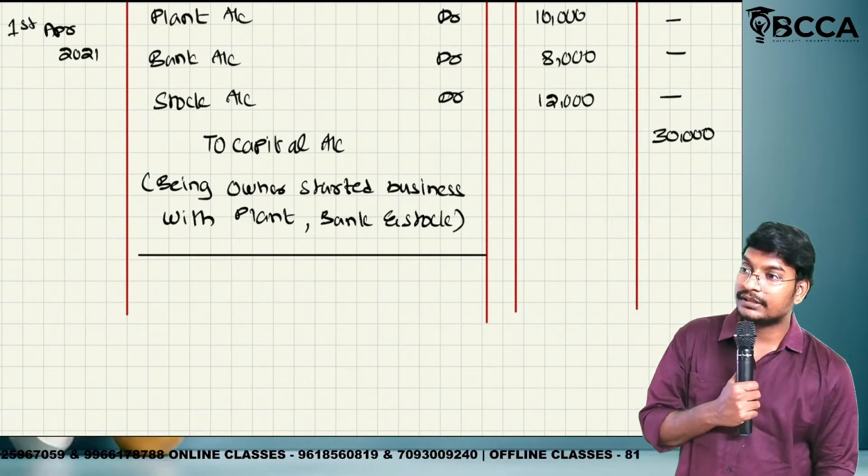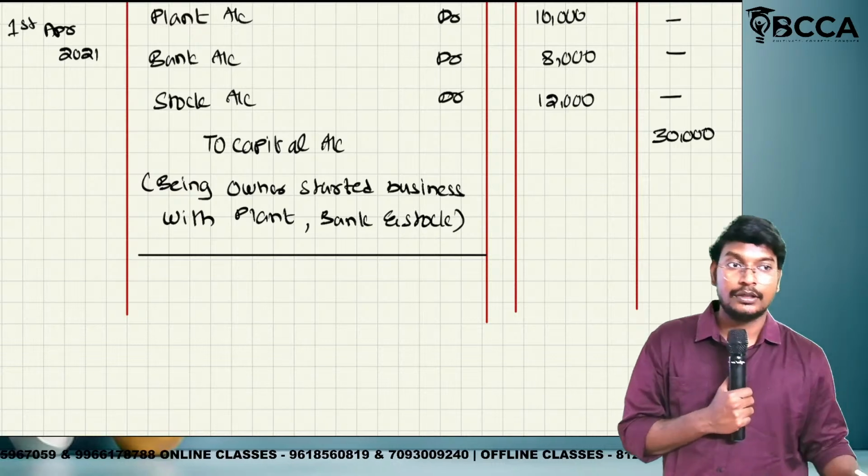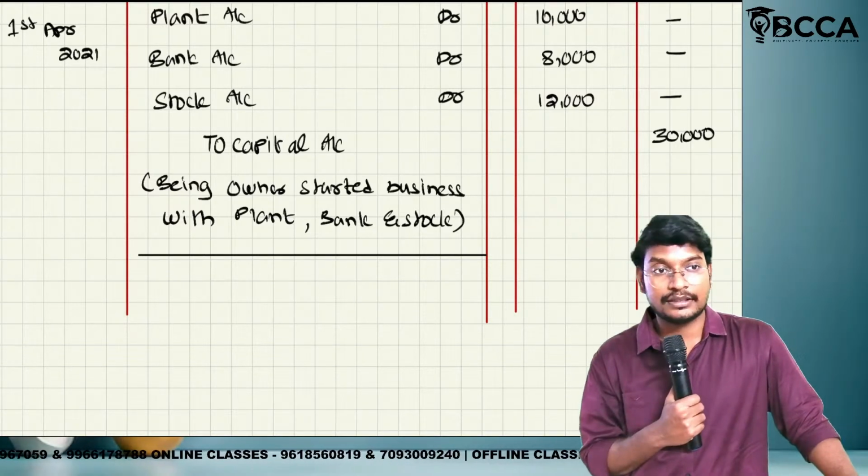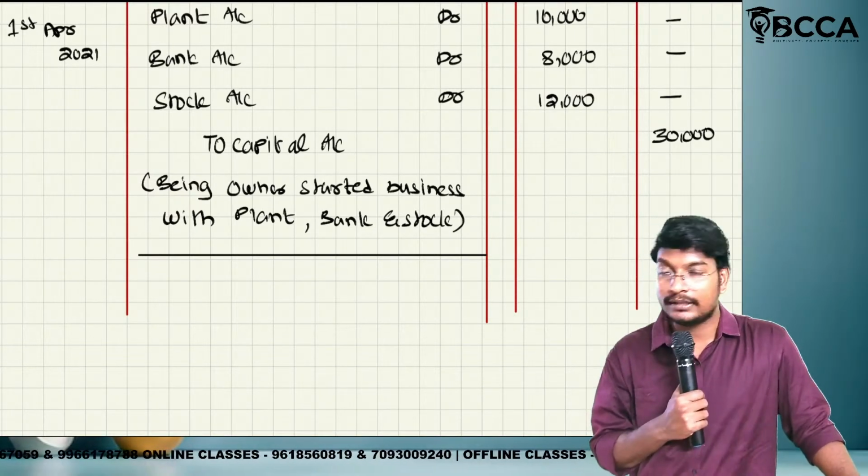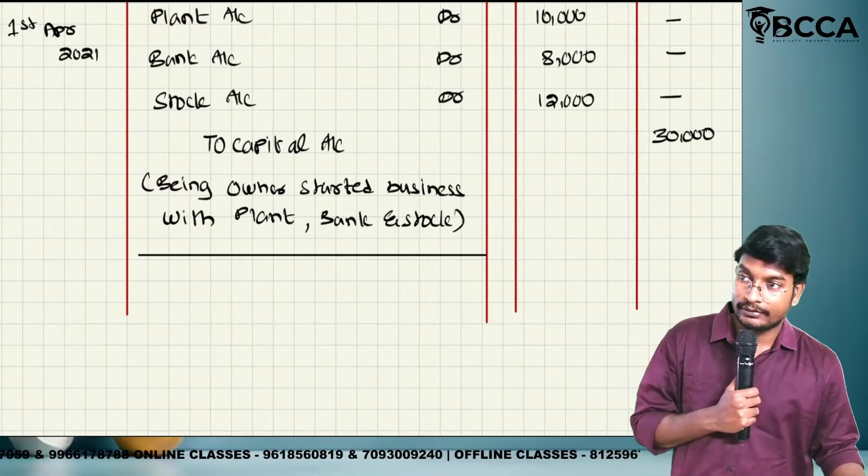So like that we need to post the journal entries in the journal. Journal, what is the meaning of journal? It is a book. In which order we have to write the journal entries? Chronological order. What is the meaning of chronological order? Date wise. Day wise, sorry.